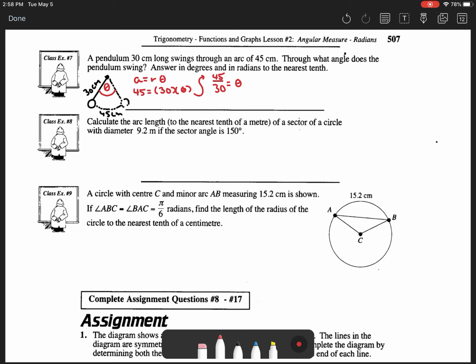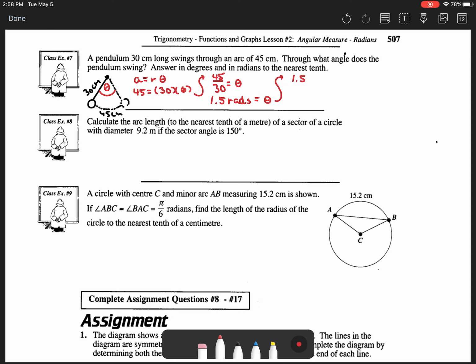So when you go 45 divided by 30, you get 1.5. Remember, radians is always what comes out of this formula. 1.5 radians is that measurement. But they said they want the answer in degrees and radians. So now I have the answer in radians, that's great. I now have to convert that into degrees.